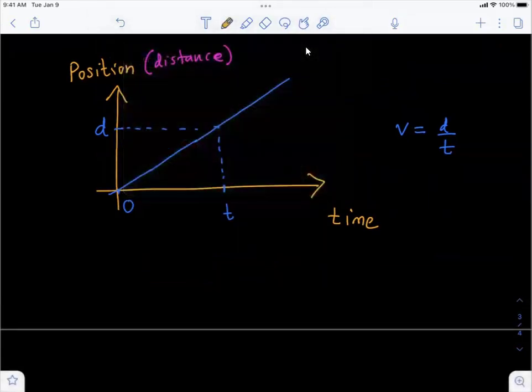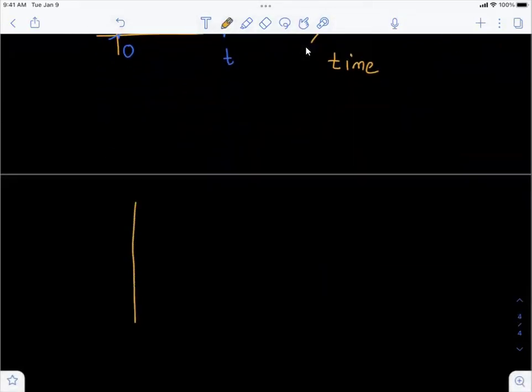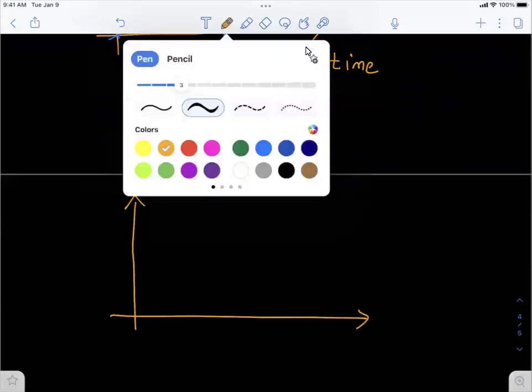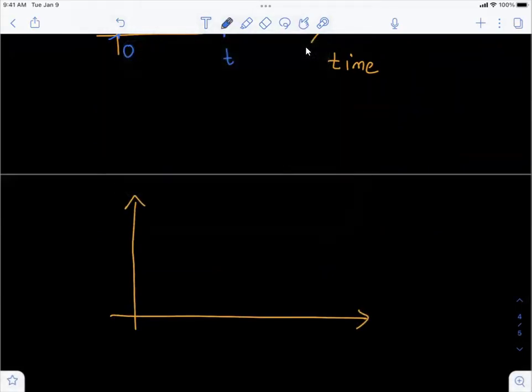To see that, let me have another picture where we are going to have time and position, yet the same thing. In other words, the distance.